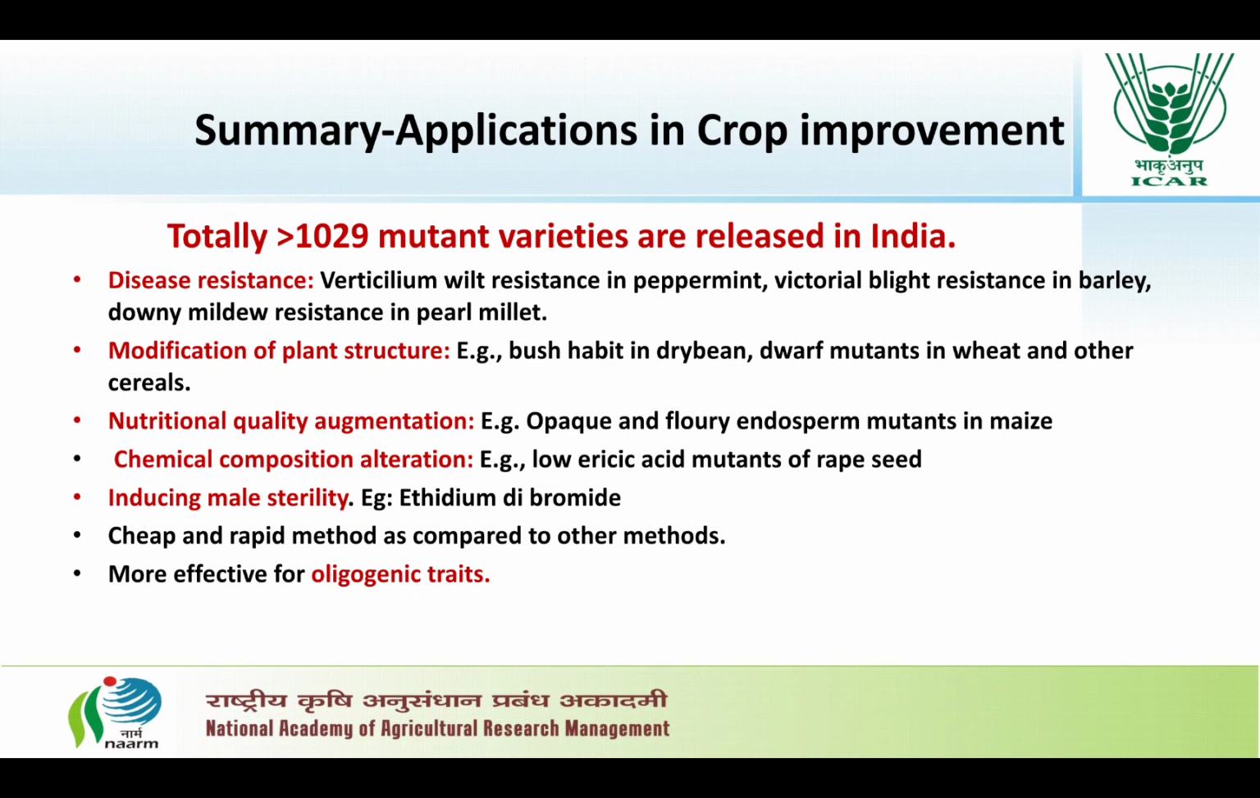They are more effective for oligogenic characters, that is traits which are governed by one or two genes. So we can develop these crops by using mutation breeding. There are plenty of examples through mutation breeding. They are highly heritable in nature and it is very easy to maintain their stability.